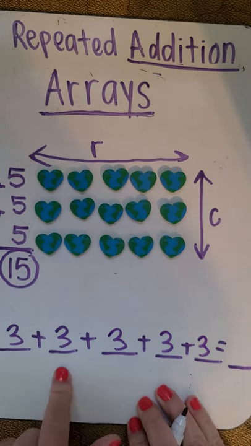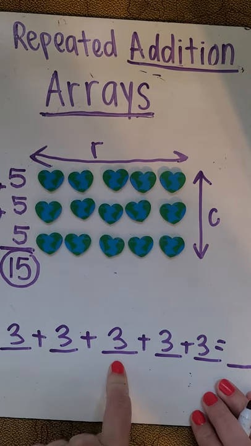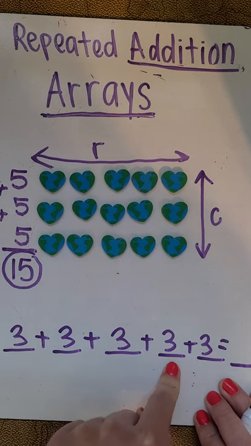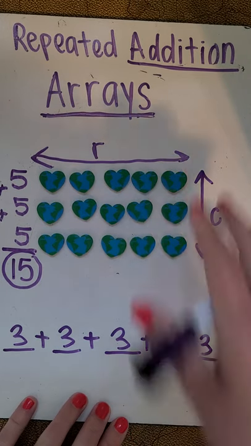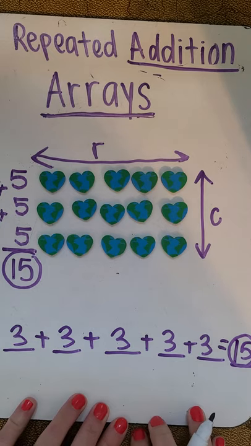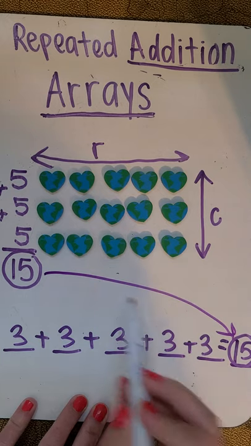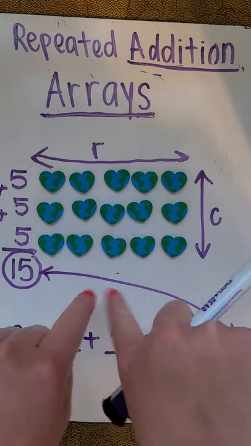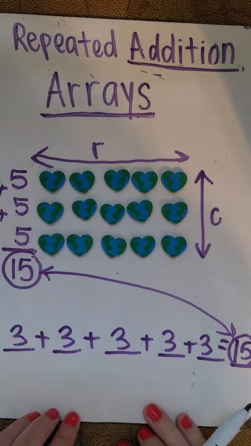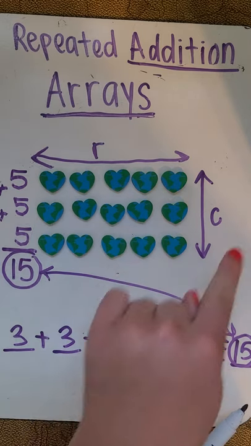Ready? 3 plus 3 is 6. Plus 3 is 9. 9 plus 3 is 12. 12 plus 3 is 15. So, how many hearts are there total? There are 15 hearts total. Now, look, these are the same number because they both represent this array. Both of these equations represent this array.